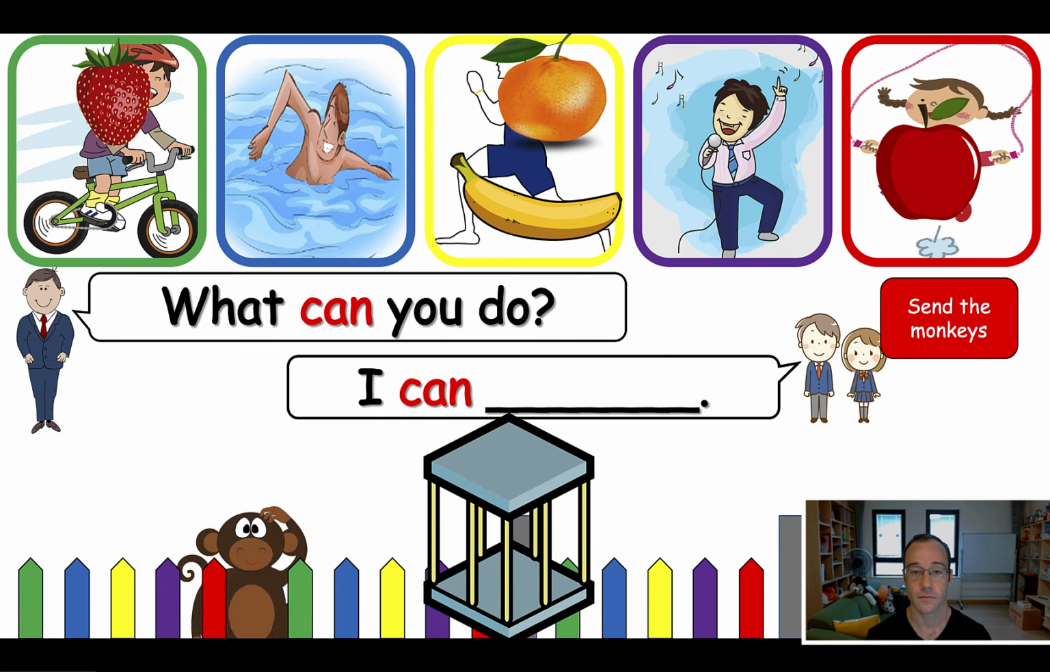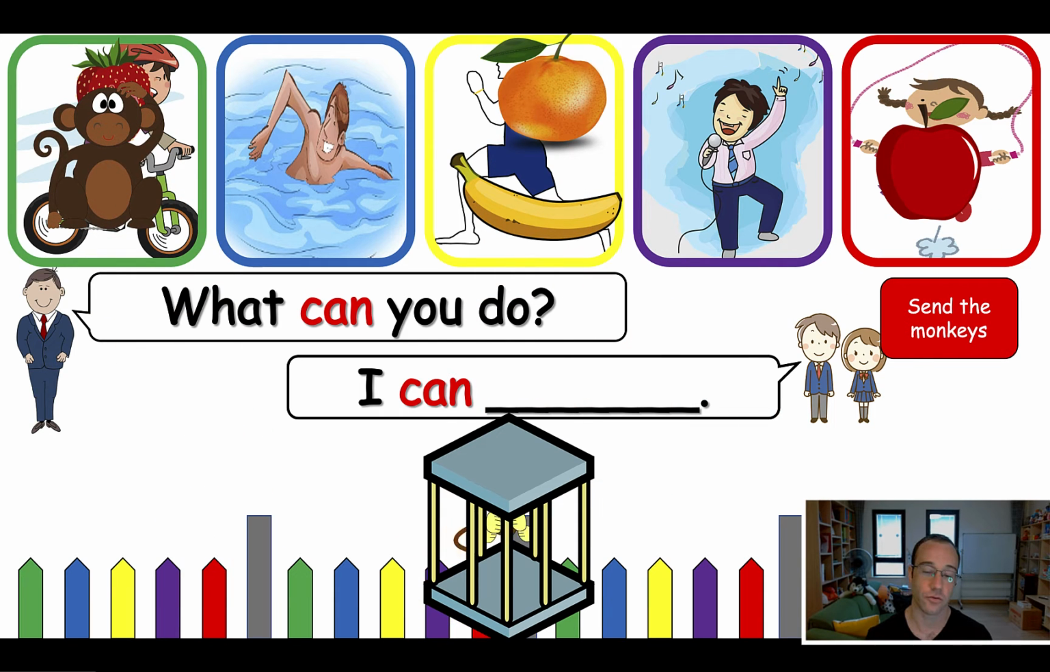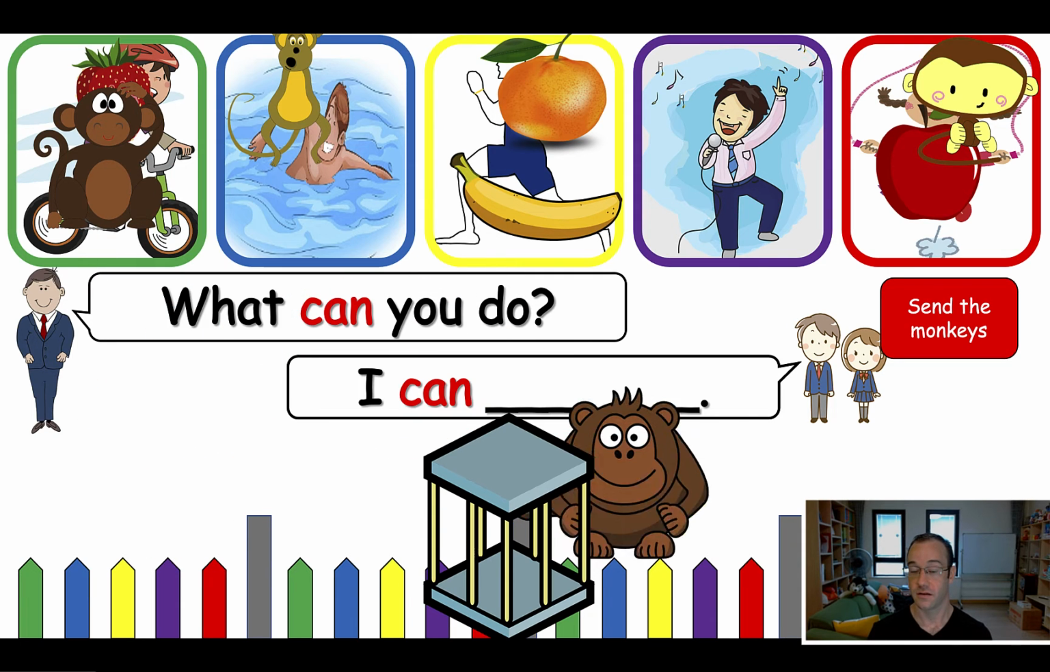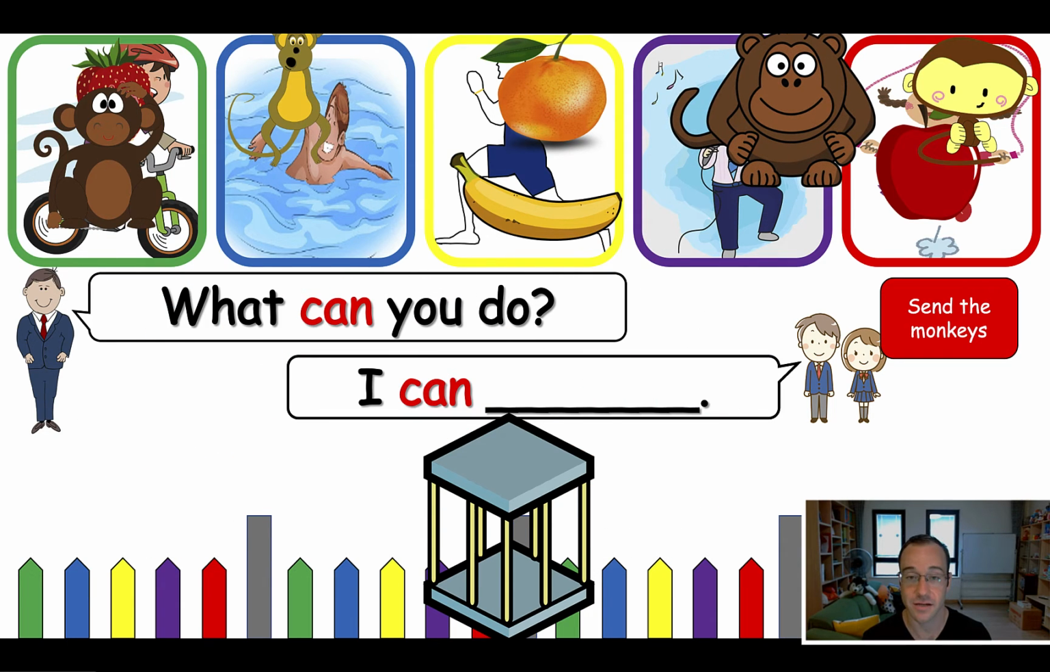Monkey, monkey, monkey, monkey. Okay, so team strawberry loses. Team apple loses. Monkey, monkey, monkey. Okay, so far we're safe. Okay, wow. So team orange and team banana both win. Both of their teams would get 5 points each. Okay, that's basically the way it works.